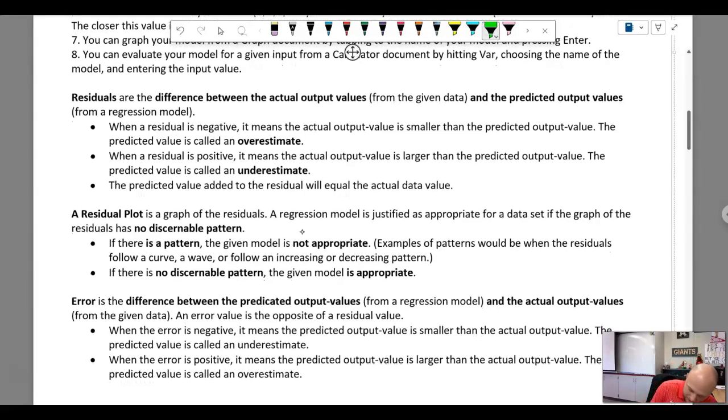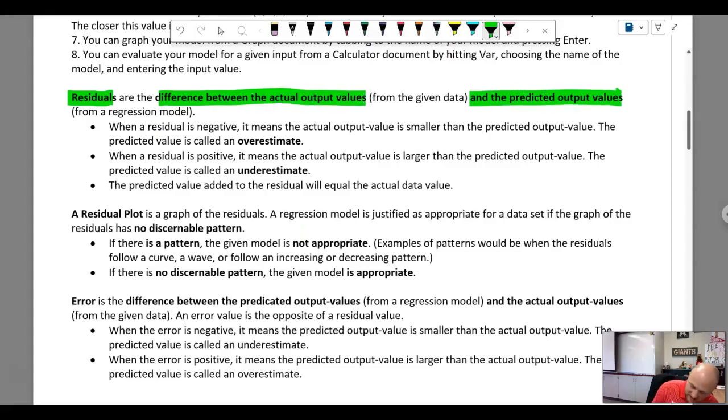A residual is the difference between the actual output values and the predicted output values. And a student once told me this, they use the acronym RAP in order to help remember this: residual is actual minus predicted. You take the actual data and you subtract what you were predicting.